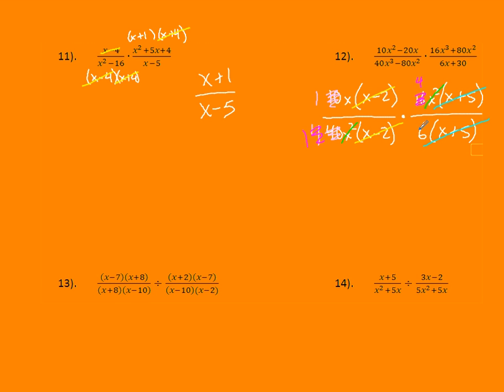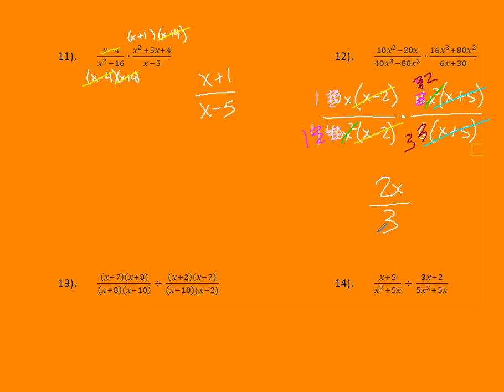So now I just have 4 and 6. Well, I can reduce that even more. I can divide each of those by 2 to get 2 and 3. So the only things I have left, I have a 2 and an x up top, and I have a 3 on the bottom. You could have multiplied everything out and then canceled. I try to cancel early as best as possible. All right, here in number 13, when I have division here, that means that I need to flip and multiply.